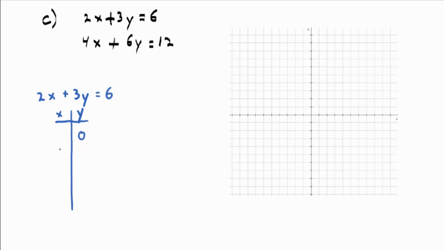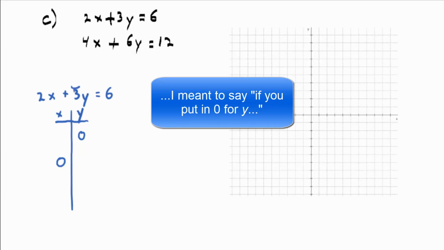When I find the x coordinate, that'll be the x-intercept. I'll put in 0 for x also, and then the corresponding point is going to be the y-intercept. OK, so this one you just do in your head, guys. If you put in 0 for x, this 3y is gone, right? 3 times 0 is 0. And you're left with 2x.